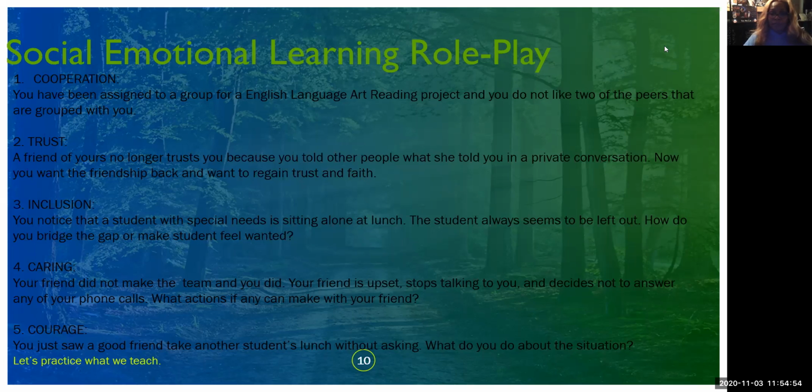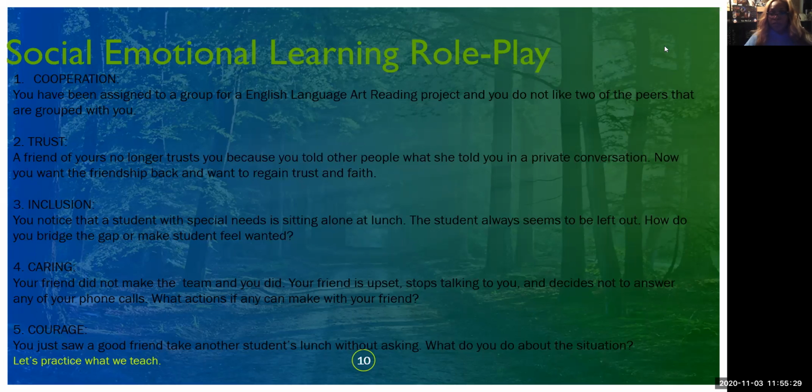Caring. Your friend did not make the team and you did. Your friend is upset, stops talking to you, and decides not to answer any of your phone calls. What actions, if any, can you make with your friend? Do you do anything about that? It's not your fault your friend didn't make the team. You didn't have any say in that. So why is your friend treating you bad? How do you approach that situation? How do you approach your friend?